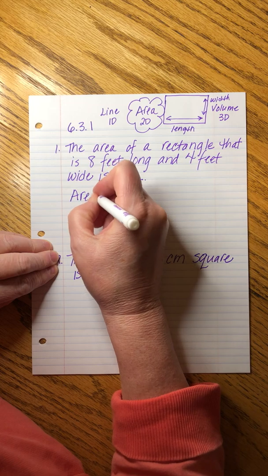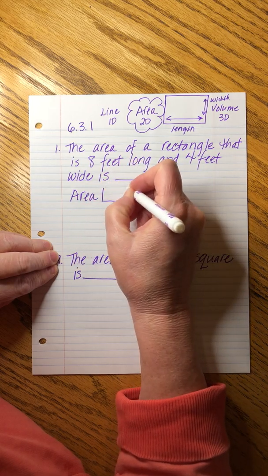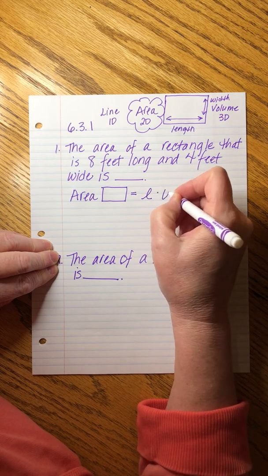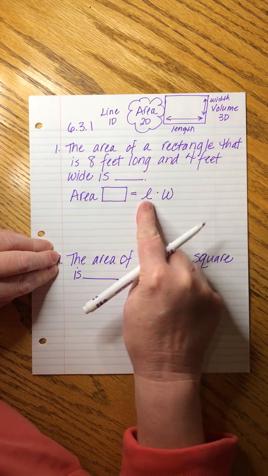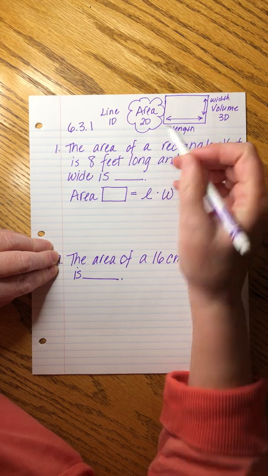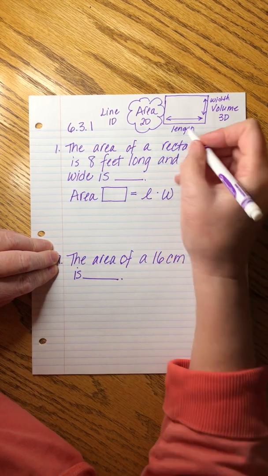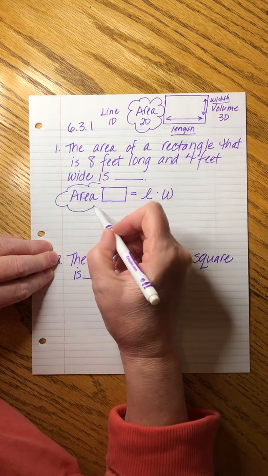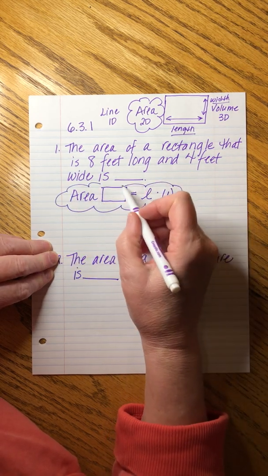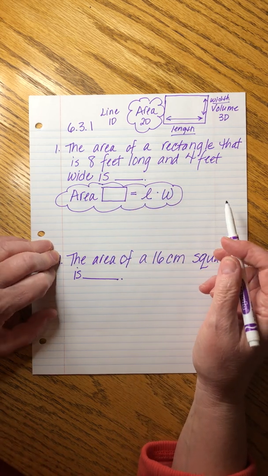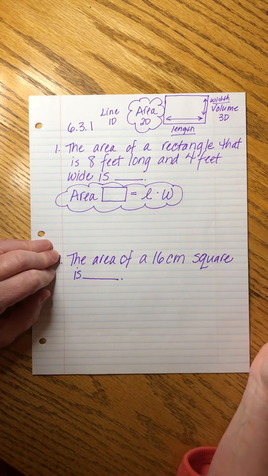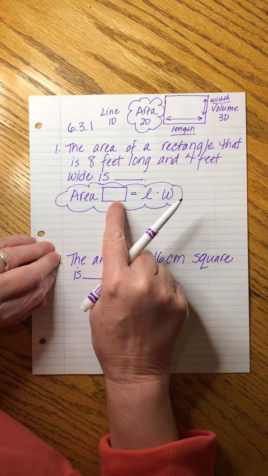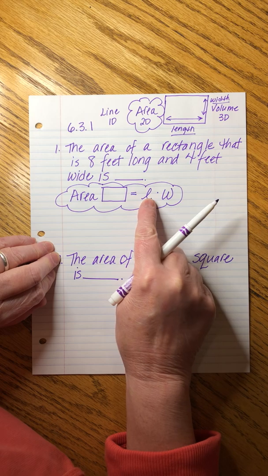This is how I abbreviate it for my notes. The area of a rectangle equals length times width. That's a cursive L rather than just a regular L, because then that would look like a 1. Length times width, these words here. This is what I recommend that you write on the inside of your notebook or on a special piece of paper. You're going to want to collect up all of your formulas and keep them in one place. So the area of a rectangle is to multiply the length times the width.